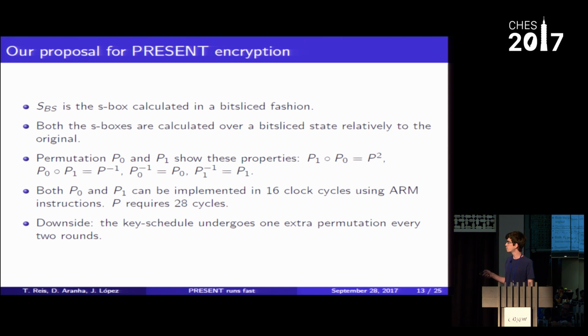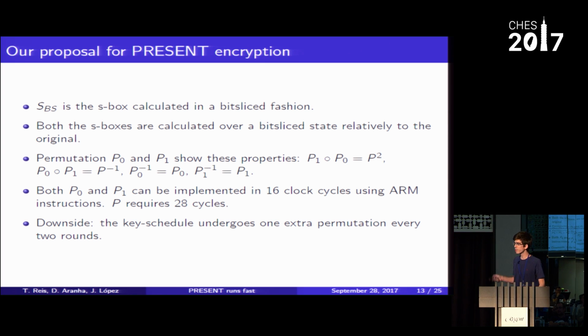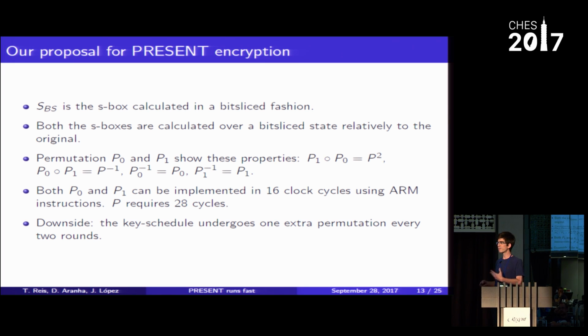For example, P0 and P1 are involutory. They are their own inverses, and that's important, for example, when you are implementing the decryption algorithm, because we're saying that our encryption is more efficient when implemented this way, but maybe it would ruin decryption and make it much worse. But actually it doesn't happen, because the permutations in decryption are exactly P0 and P1 again, since they are their own inverses.